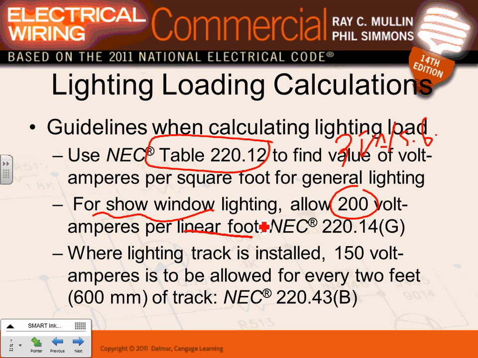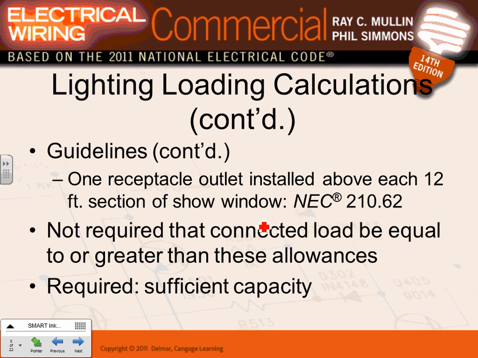We talked about track lights. We allocated 150 for every 2 feet. Remember that? Everybody remember these? So this is just a quick review. Everybody is familiar with that one for track lights. For track lights, they also want you to have a receptacle. For show windows, they want a receptacle above each 12-foot section so you can feed these track lights. That's just an outlet.